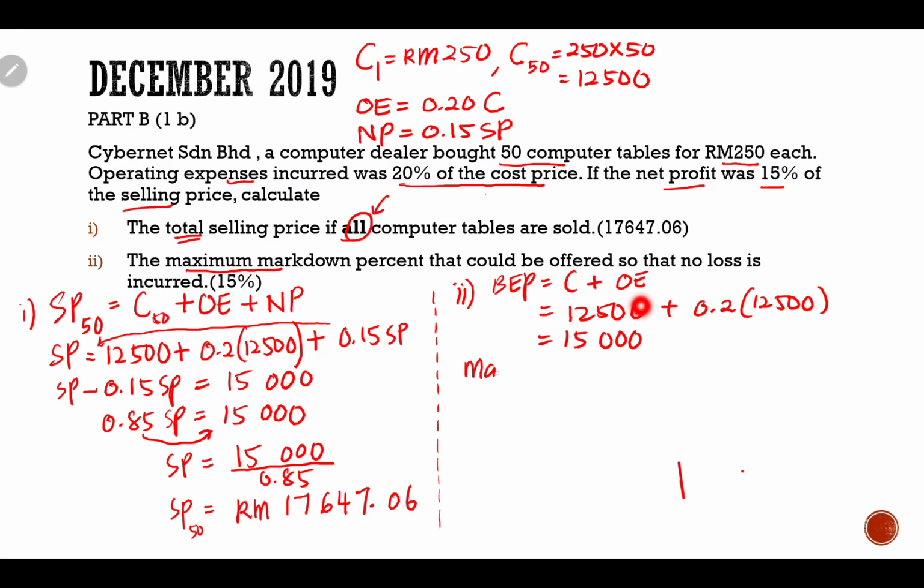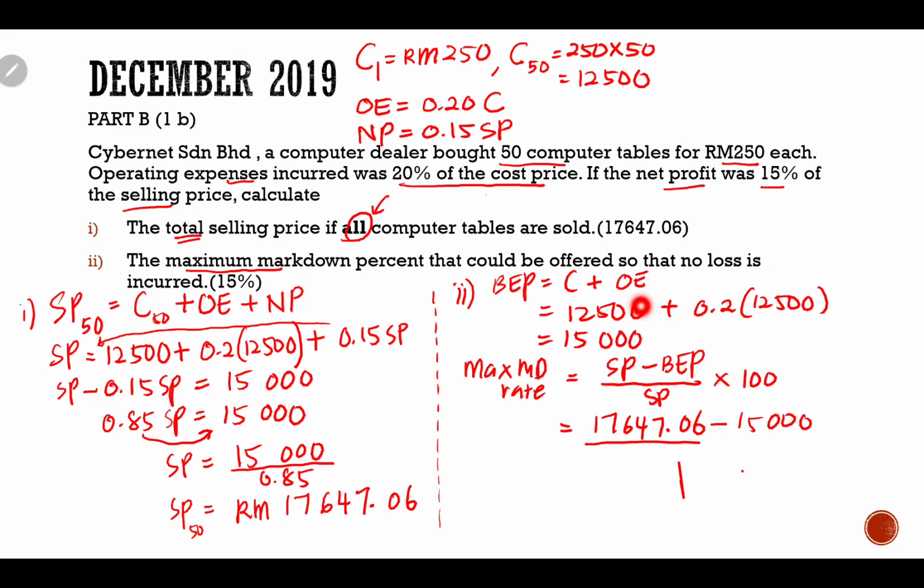Now write the formula: maximum markdown rate equals the selling price minus the break-even price, divided by the selling price, times 100. Here we have a selling price of 17,647 ringgit and 6 cents. You minus 15,000, and divide by 17,647 ringgit and 6 cents, times 100.